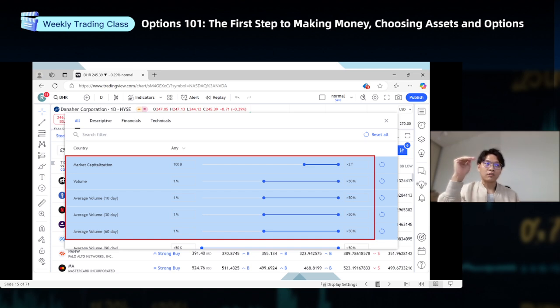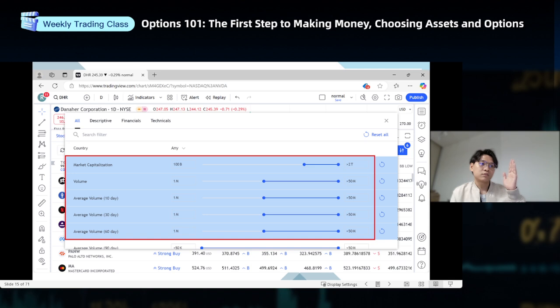For those stocks that have a very high trading volume, the respective options will also tend to have higher trading volume. So we'll filter for stocks with a higher market cap and higher trading volume, so we can get involved in those actively traded stocks. So in this case, I need all of those to be above 1 million trading volume.